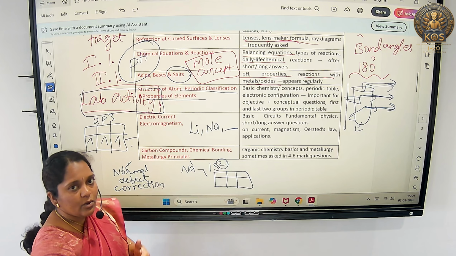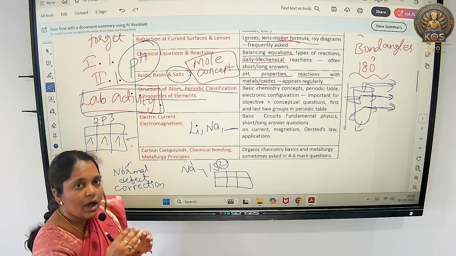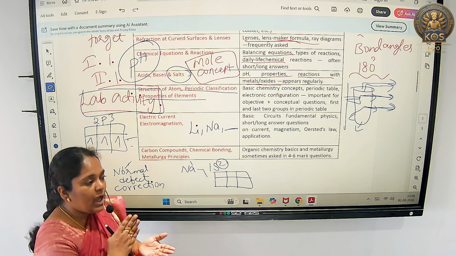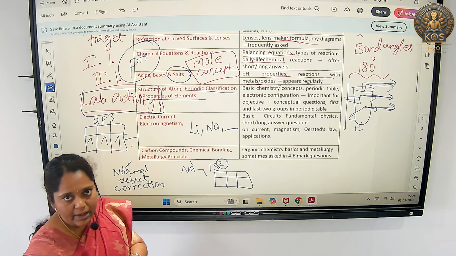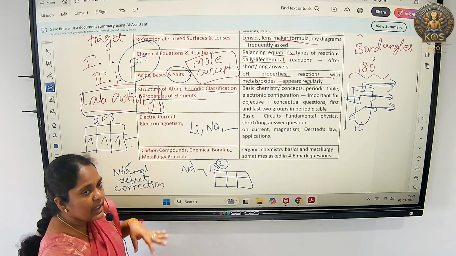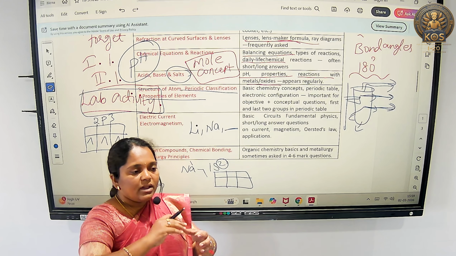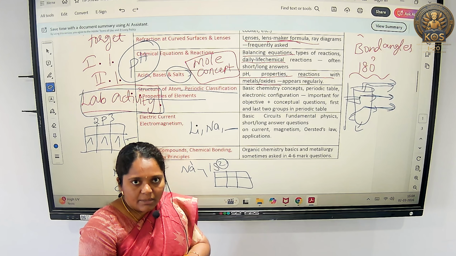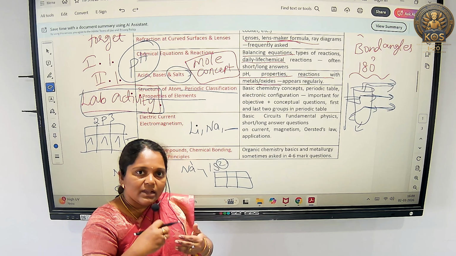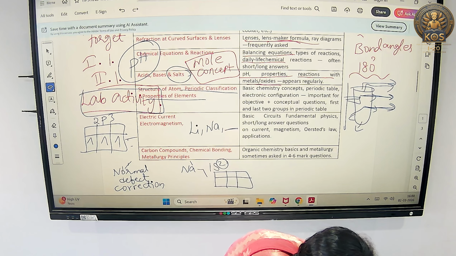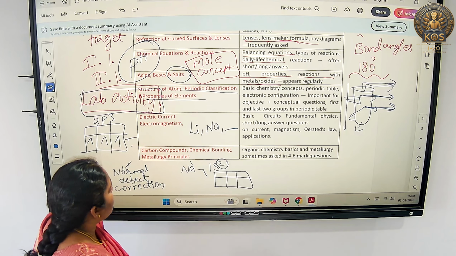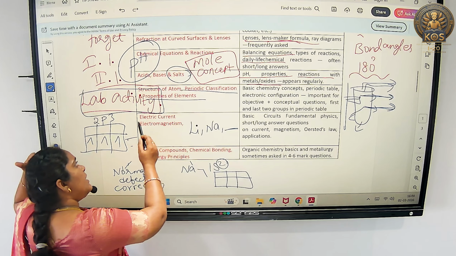Then write down the entire theory: how a normal person can see, how a person with a defect can see, and how the correction is completed with the lens. So that he will get a good impression that all 3 drawings are mentioned, all 3 explanations are mentioned, and it is complete. Yes. And next, coming to electric current.